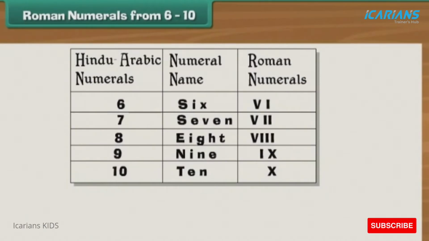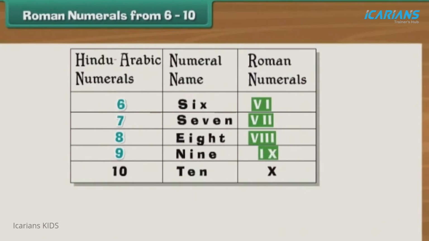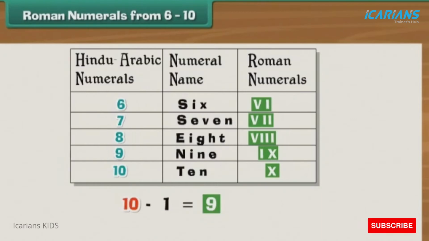Roman numerals from 6 to 10. We know that 6 can be expressed as 5 plus 1. Therefore, 6 is written as VI, meaning 5 plus 1. Similarly, 7 is written as VII, meaning 5 plus 2. 8 is VIII. 9 is IX. And 10 is X. Since 9 is 10 minus 1, it is written as IX, meaning 1 less than 10.